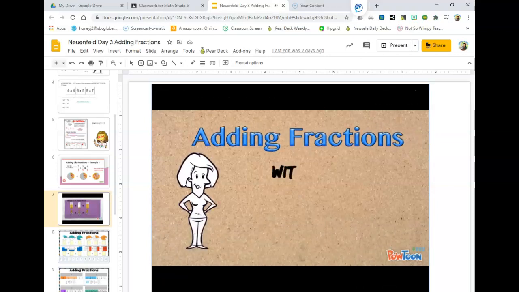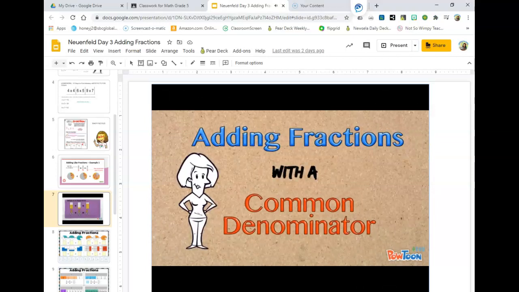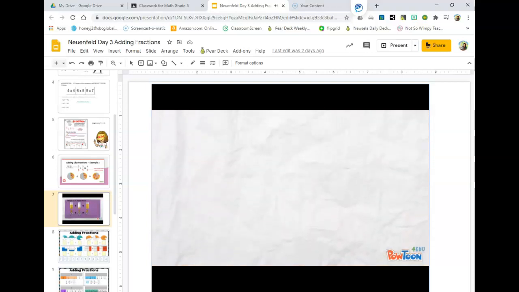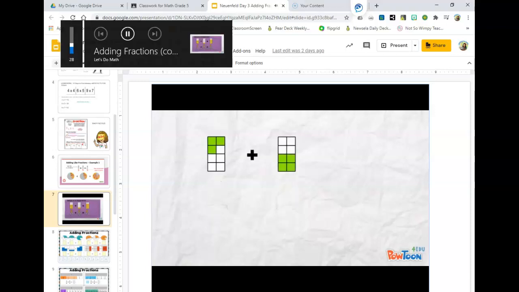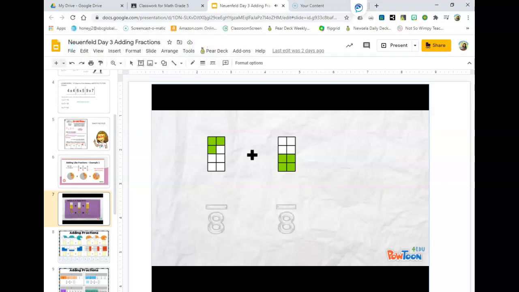Adding fractions with a common denominator. We have 2 fractions, and here's a model to represent them. We have to add them together. Both of the wholes are divided up into 8 parts, so we've got denominators of 8 on both of these fractions. In total, we have some number of parts out of 8. We add the shaded parts to find out how many parts we've got, and that's going to be our numerator. 3 plus 4 is 7 parts out of 8.